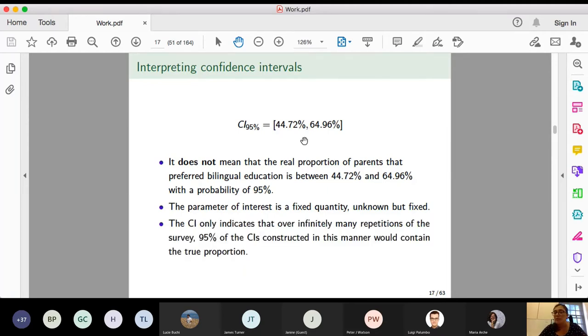The confidence, so what does it mean then, the 95% level of confidence? Well, it only indicates that if you are able to repeat this procedure many, many times, that is, take again a sample of size 100 in the same region, compute the proportion of parents, compute the 95% confidence interval, and repeat it and repeat it infinitely many times, then from all the confidence intervals that you have constructed, 95% of them will contain the true proportion.